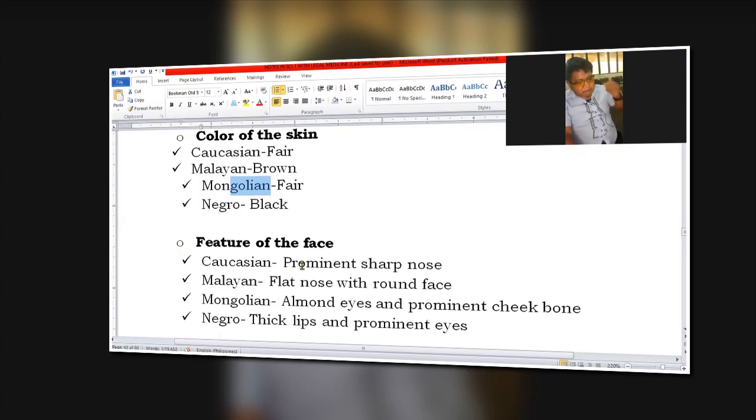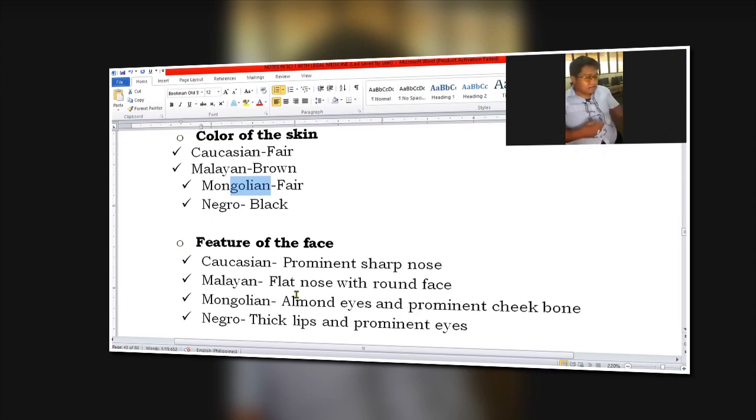Pag prominent, sharp nose, yung kanyang nose is sharp, talagang natangos, Caucasian yan. Pag flat nose, katulad natin, with round face, then that is Malayan. So you check yourself, if you are a Caucasian, Malayan, a Mongolian, or a Negro.